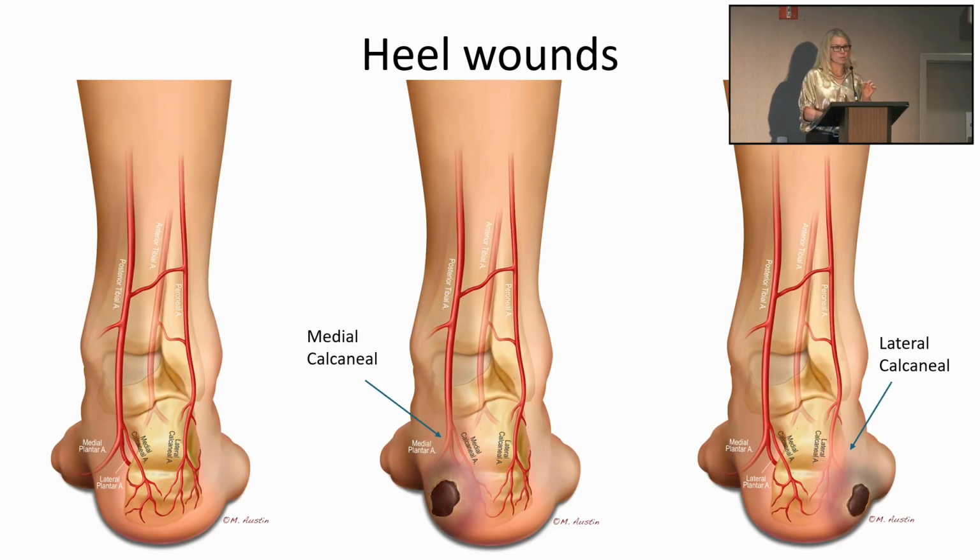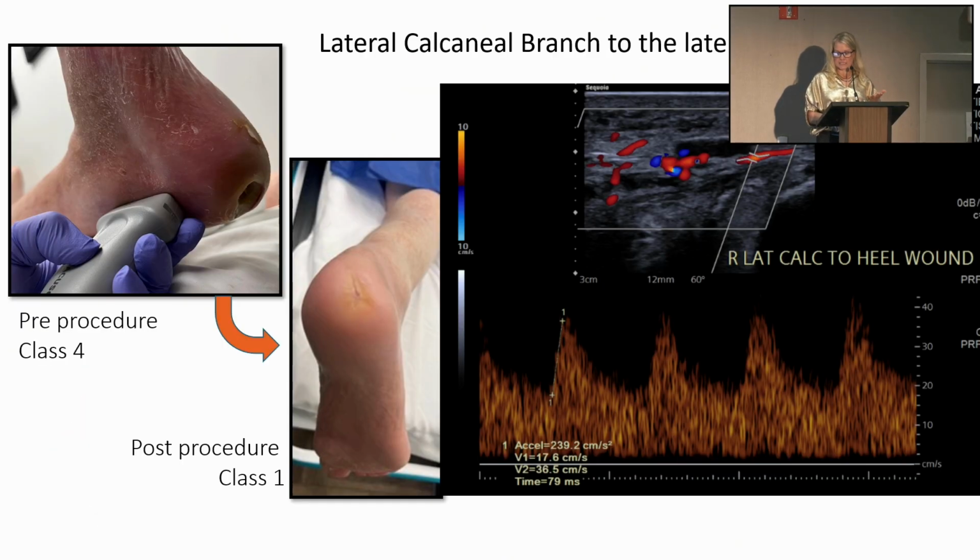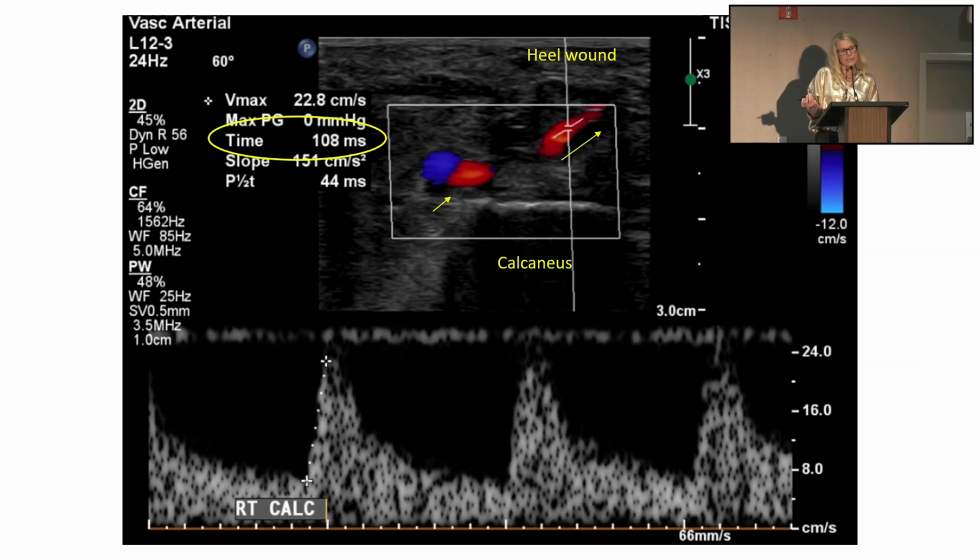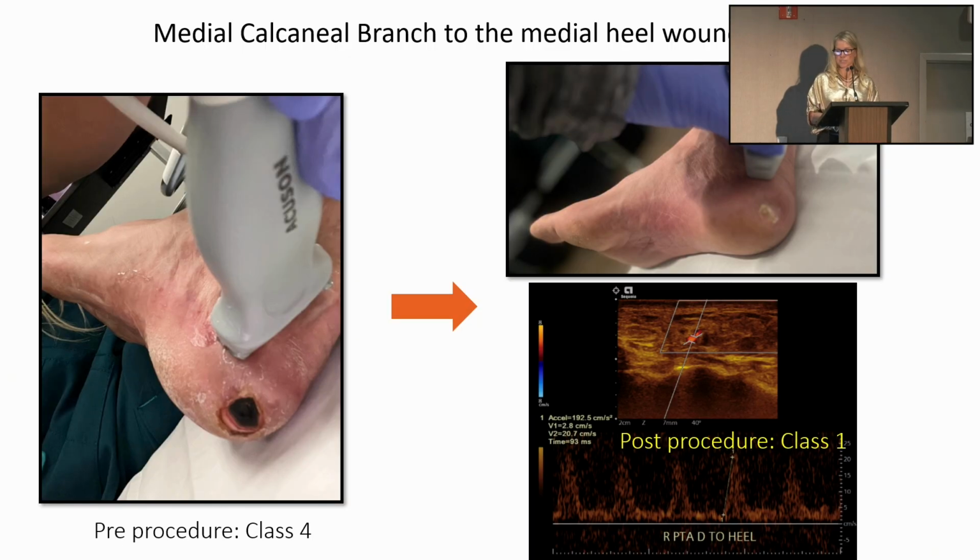I want to quickly talk about heel wounds because we have needed a way to evaluate heel wounds. Ultrasound is really nice. You can see this patient has a heel wound here. This was class 4 pre-procedure. Post-procedure, it's class 1, and the patient went on to heal. So we can look at the medial and lateral calcaneal branches to the heel wound, and we can see it with imaging quite well. So again, all you need to do is place the probe proximal to the wound bed, regardless of where it is, and understand what the PAT is to understand the perfusion.